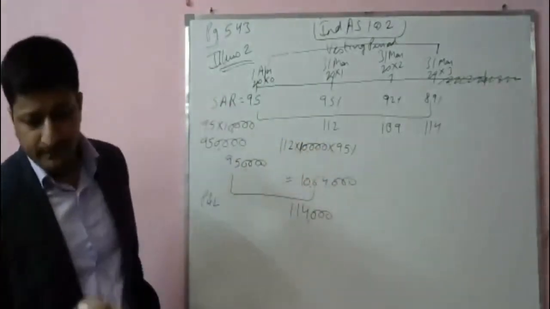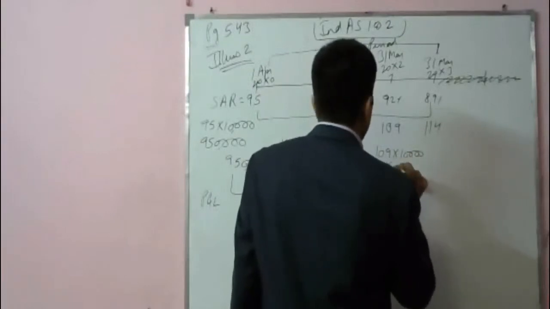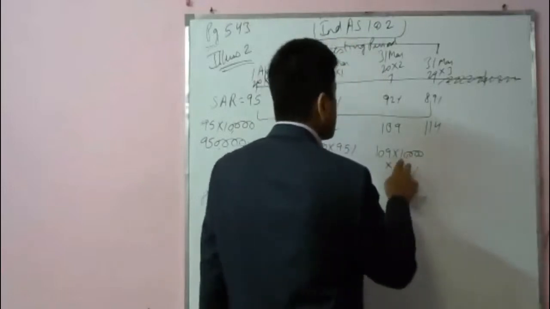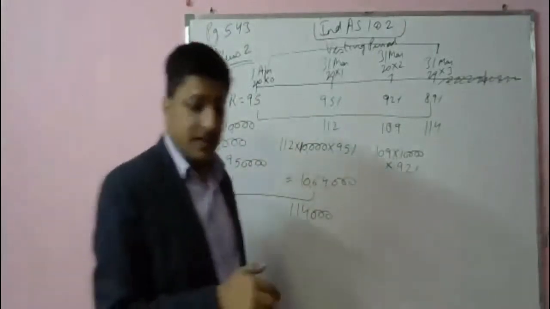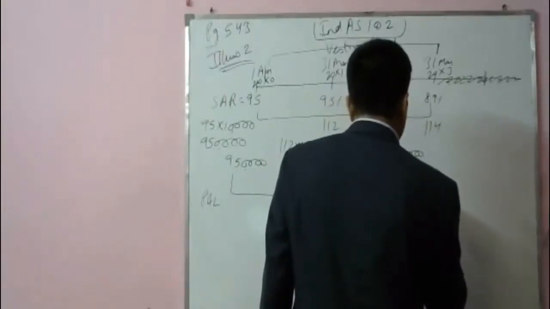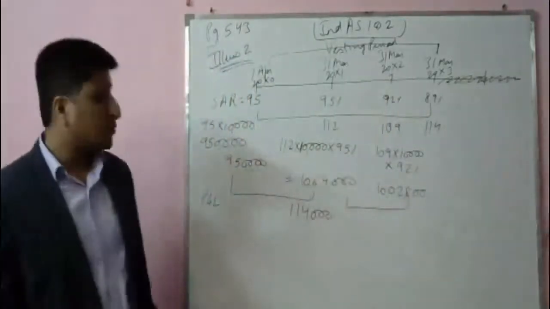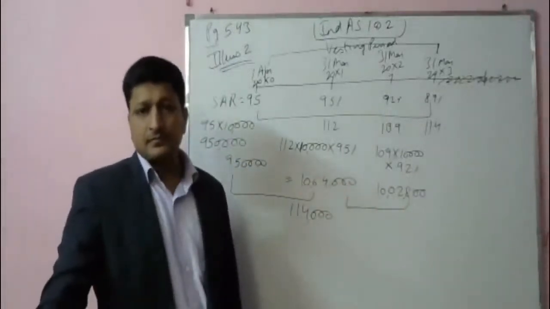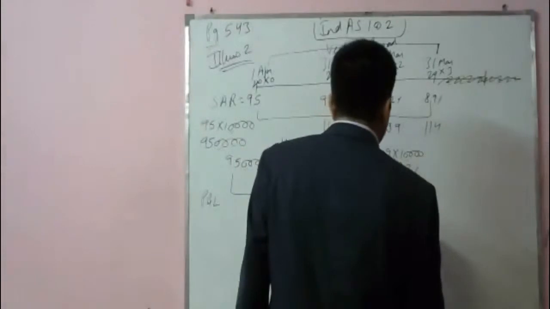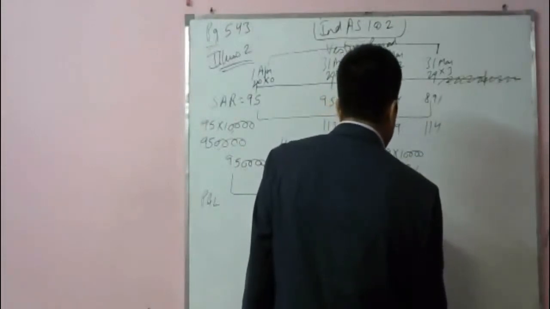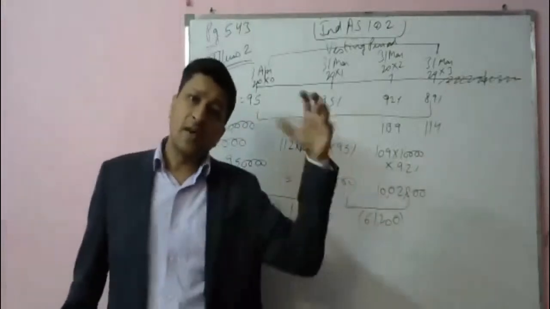Now, moving on to next year. Next year, this 112 has become 109 and the number of share appreciation rights has also gone down. Because of which, the total amount of liability has gone down. It has become 10,02,800. Now there is a revision in the liability from 10,64,000 to 10,02,800. So there is a decline in the liability. So this decline is 61,200. Where do we take it? Again, we take it to P&L. Now this will not be an expense. This will be an income because the liability has gone down.